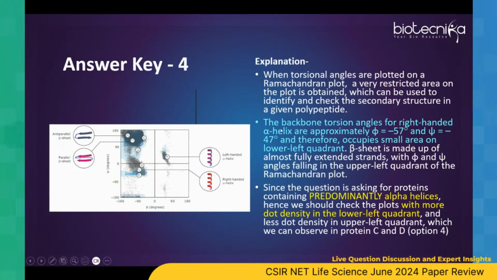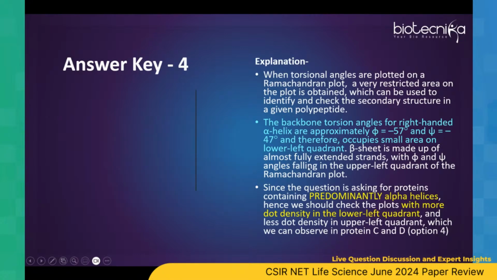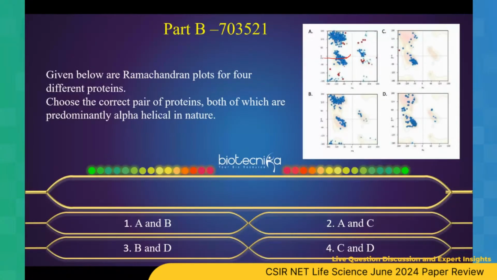Now this question was tricky. Why? First of all, the question is asking for proteins which are containing predominantly alpha helix, so you have to focus on this part, right?